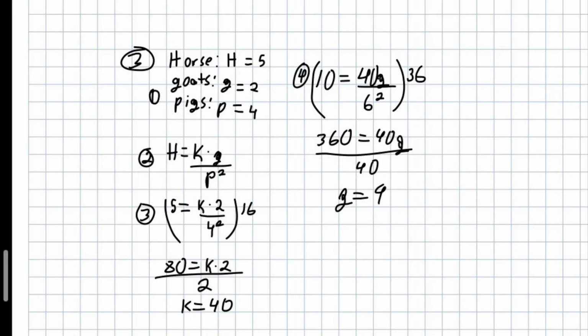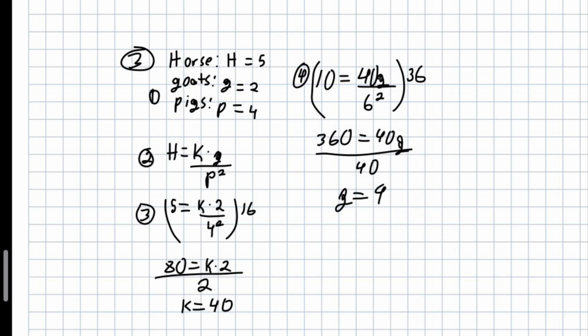For the third problem, it asks about horses, goats, and pigs. So I made variables for all three of those. Horses is h, goats is g, and p is pigs. It says horses vary directly as goats and inversely as pigs squared. So you have to make the equation. So it's h equals k times g over p squared.